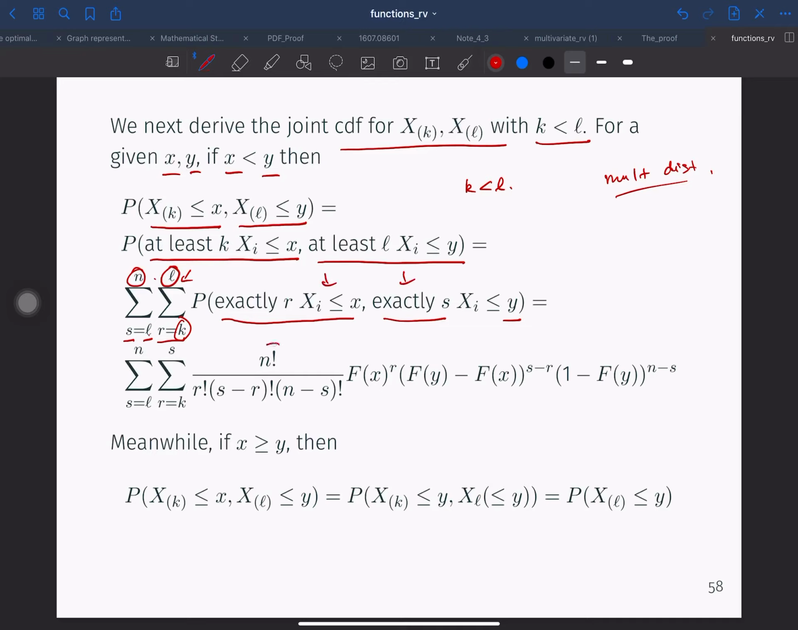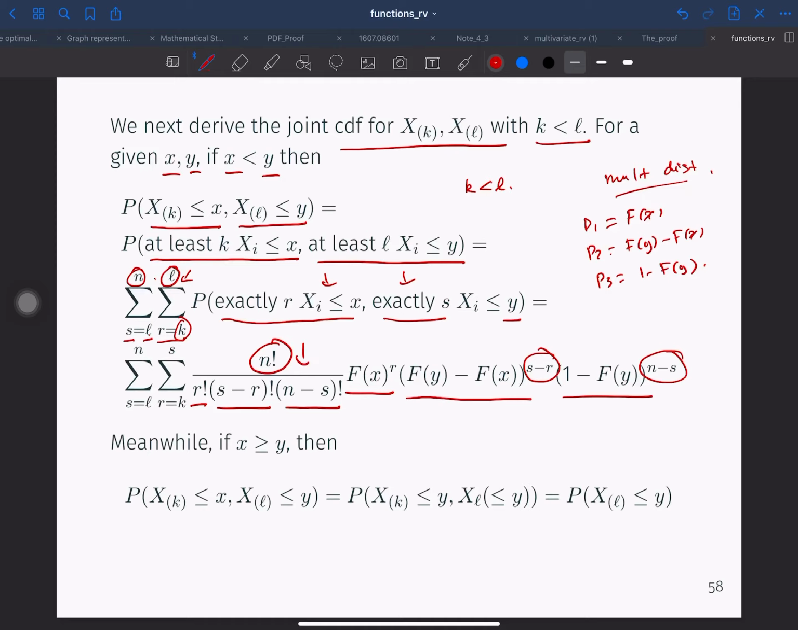So that is n factorial divided by r factorial, s minus r factorial, n minus s factorial, for the three possible probabilities: p1 is the probability of being less than or equal to x, which is Fx; p2 is Fy minus Fx; and p3 is 1 minus Fy. So Fx to the power of r, Fy minus Fx to the remaining s minus r, and 1 minus Fy to the n minus s. So this is the multinomial coefficient, and this is the multinomial probabilities.